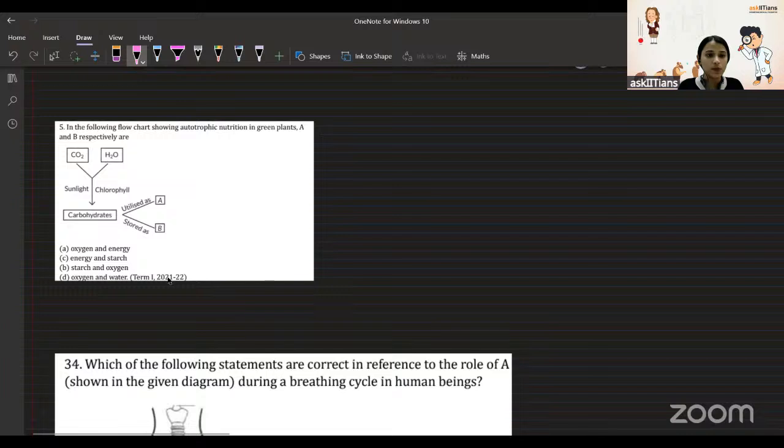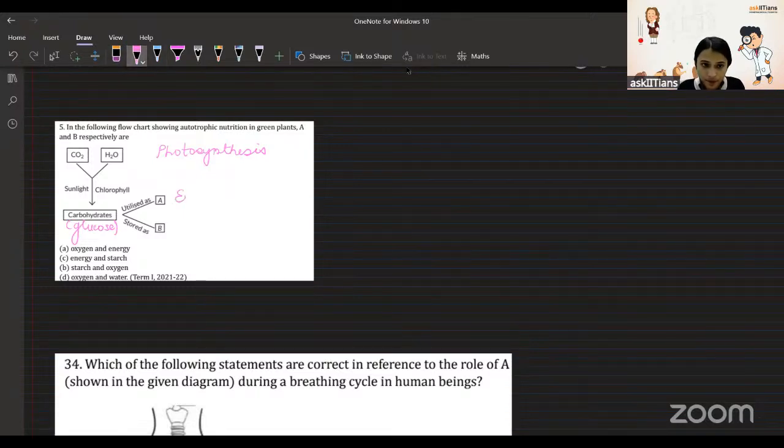So, the next question is: in the following flow chart showing autotrophic nutrition in green plants, A and B respectively are. See, this flow chart is showing your photosynthesis process, right? Photosynthesis is a process in which plants produce their own food using carbon dioxide and water as raw material in the presence of sunlight and chlorophyll. Glucose is formed as a product. So this is carbohydrate or your glucose. Plants utilize this glucose as a source of energy, right?